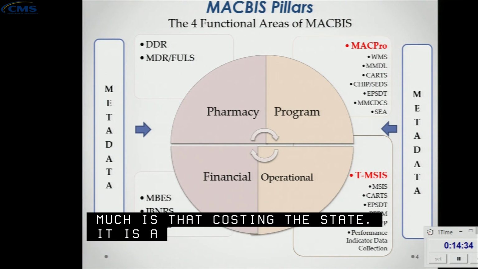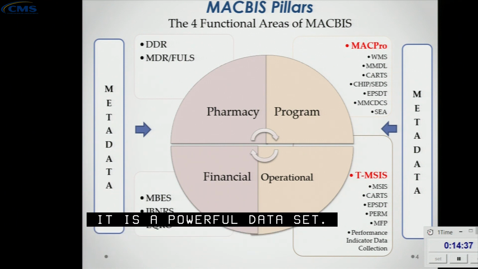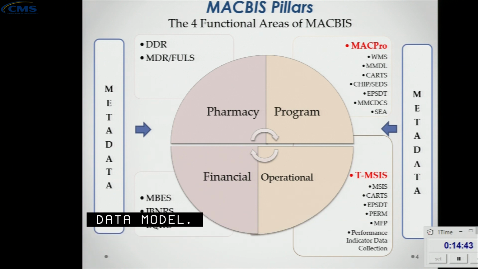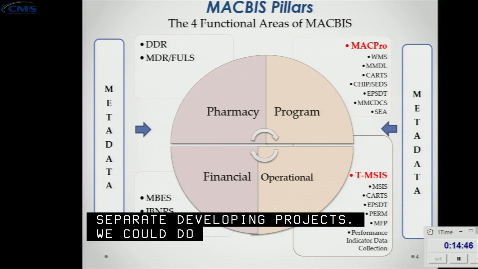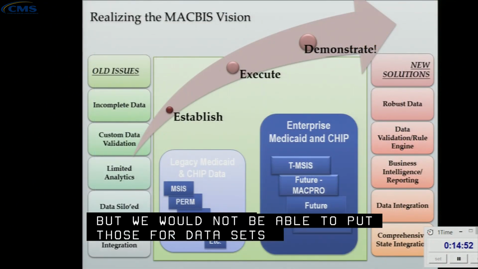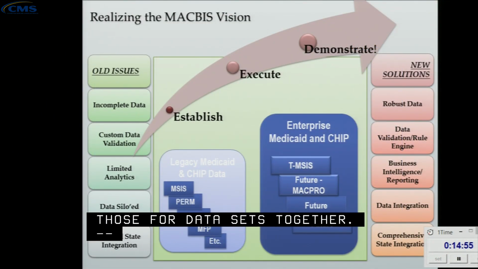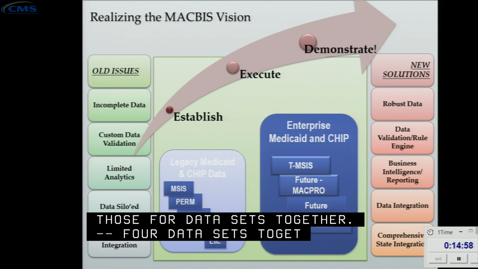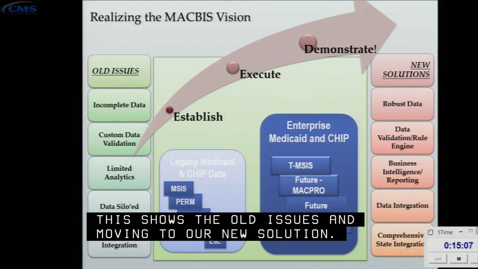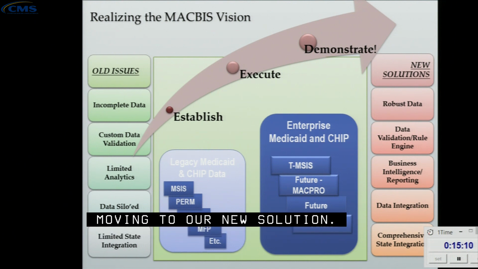And all of this requires, of course, a unified data model and some consistency in how we're building it. That's why this isn't 4 separate development projects. We could do that. We could do just 4 separate development projects, never the twain shall meet, but we would not be able to put those 4 data sets together. And it's really more than 4. So MACBIS is the pillar that brings it all together. Because we had to have a fancy graphic, this sort of shows the old issues and moving into our new solutions with the data validation, better data quality checks as the data is coming in so that we have more confidence in the data set, business intelligence and reporting, data integration, and comprehensive state integration is where we're going.